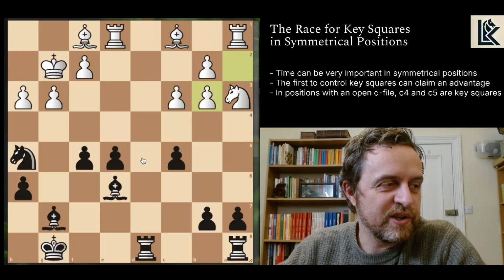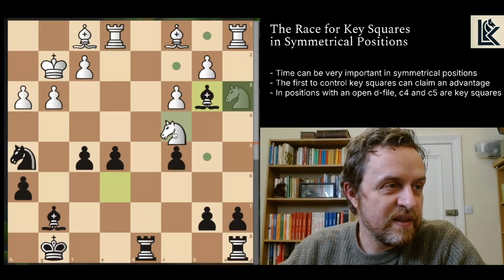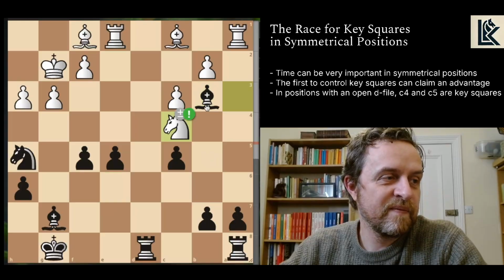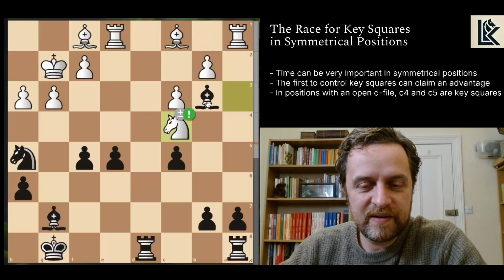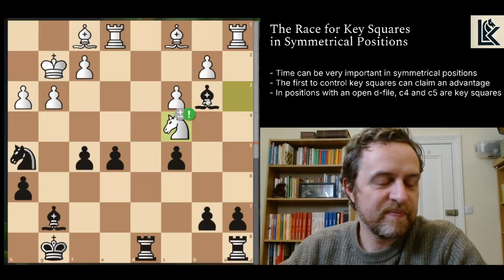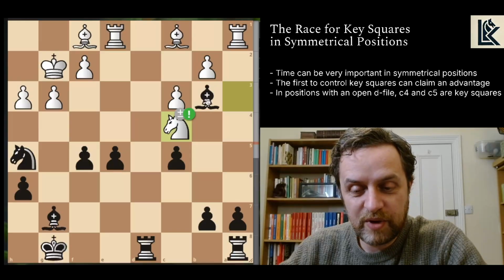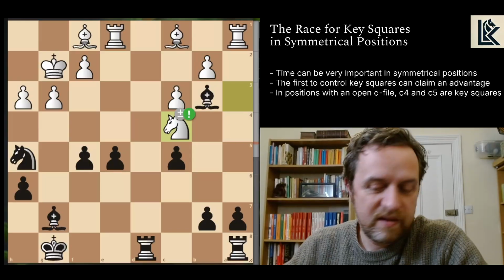And we get this position. I'm just going to show you this because I don't think either of us would have thought of this. The knight comes to c4, and white is clearly better. Okay, he's a pawn down. He's clearly better. I would find this impossible to play in a real game.